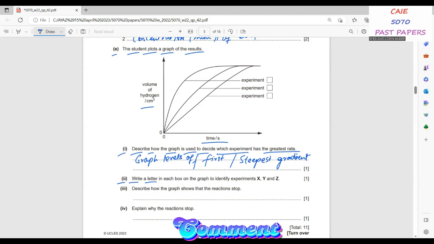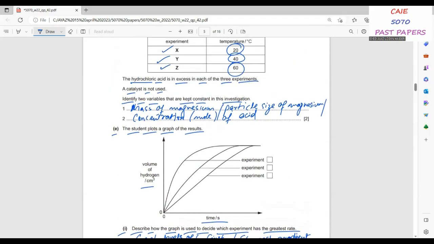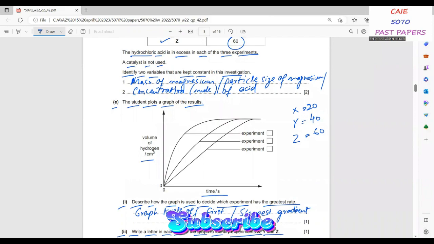Number two, write a letter in each box on the graph to identify experiments X, Y, and Z. You see X, Y, and Z. X is carried out at 20 degrees centigrade. Y is carried out at 40 degrees centigrade. Z is carried out at 60 degrees centigrade. So Z must be of higher rate. So the graph which levels off first must be Z. So this is experiment Z.